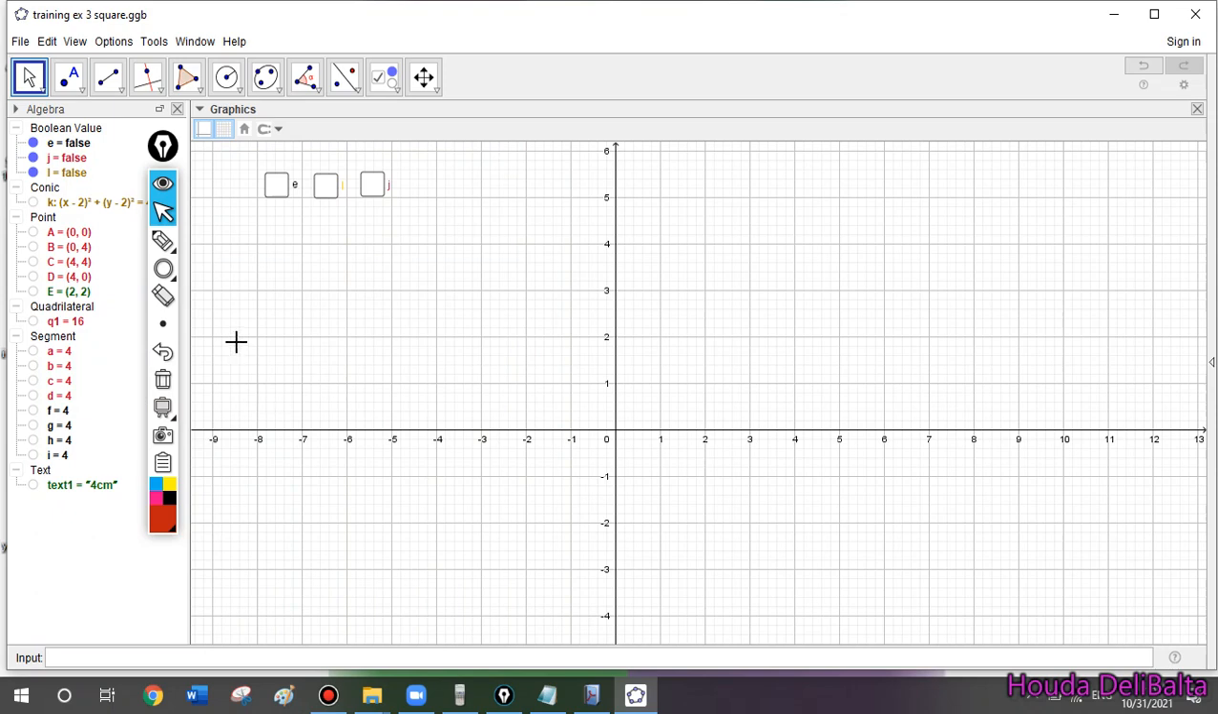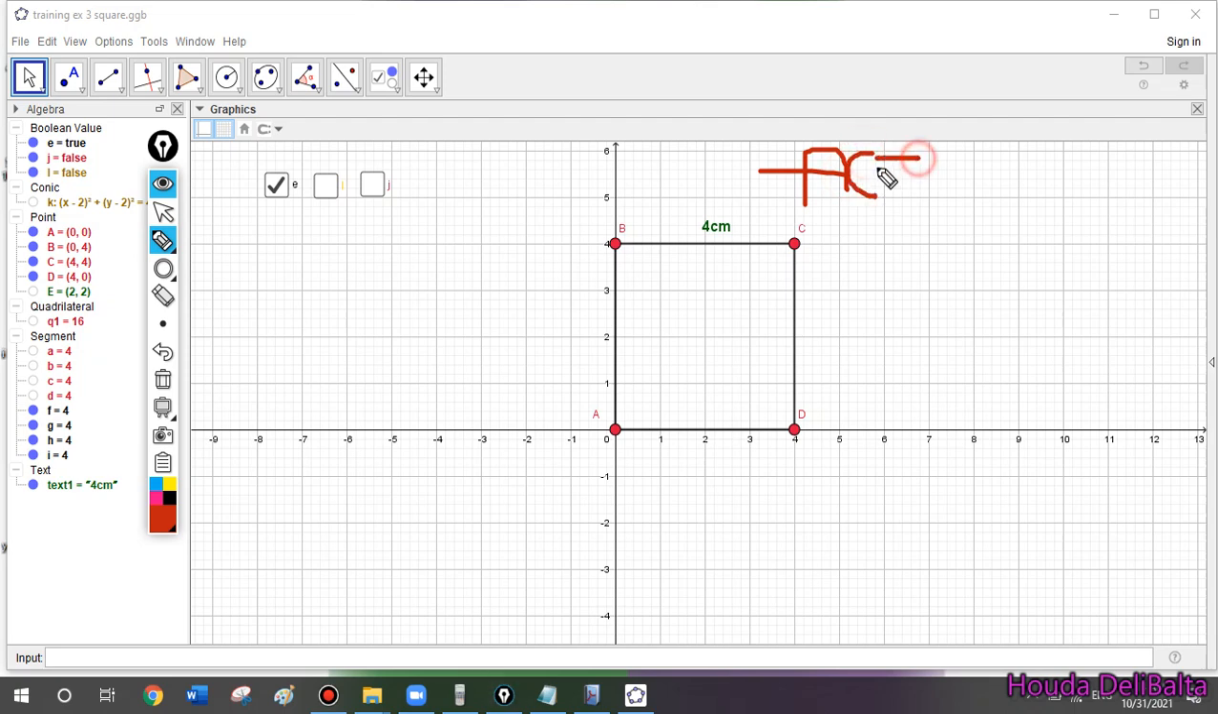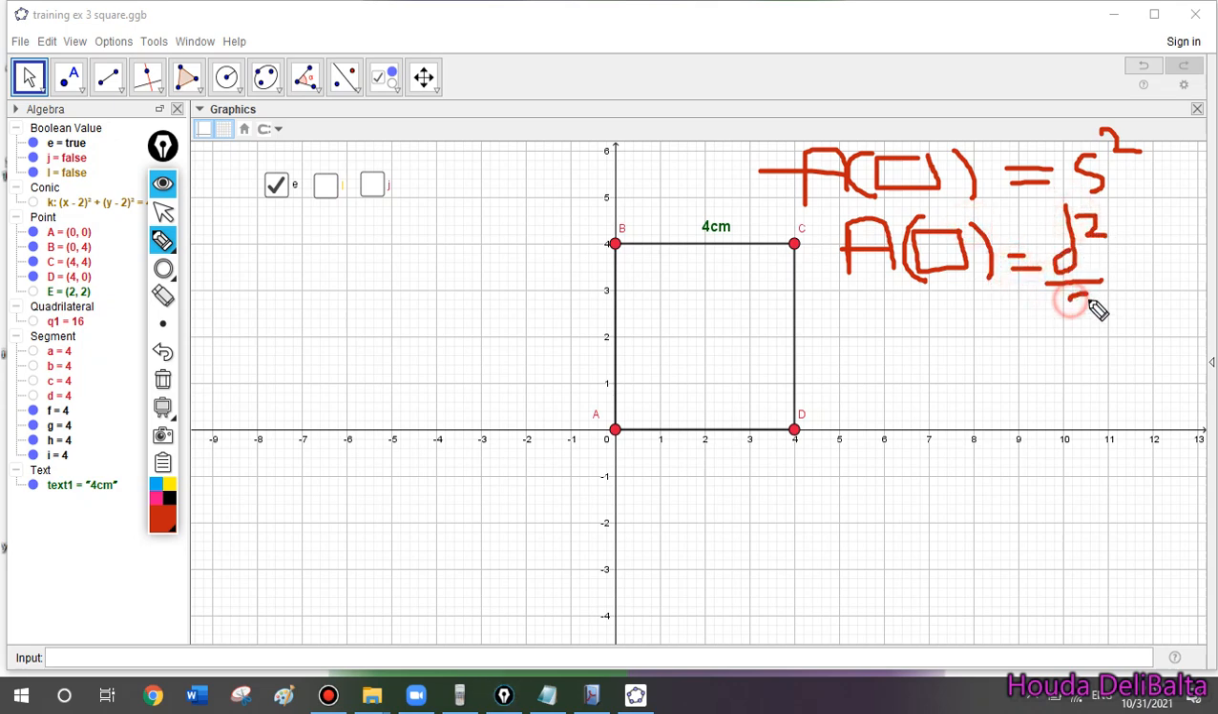In this video, as I promised you, I'm going to tell you why the area of a square is equal to diagonal squared over 2. All of us know that the area of a square is equal to side squared. Now I'm going to prove it in another way, and I'm going to use that property after proving it, that the area of the square is equal to the diagonal squared divided by 2.